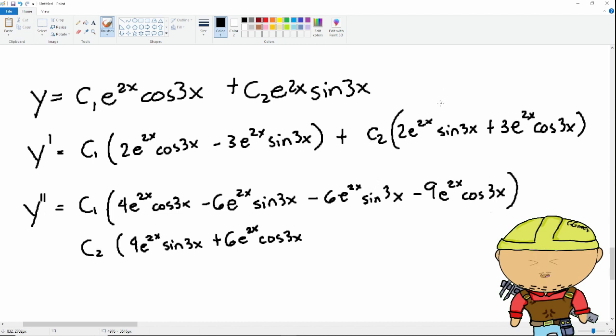Product rule. Let's explain this. Product rule: we differentiate e to the 2x first, 4 e to the 2x sine 3x. Then we differentiate sine 3x. It will become cosine 3x times 3, which is multiplied to 2. It will become 6 e to the 2x. That's why it's 4 e to the 2x sine 3x.